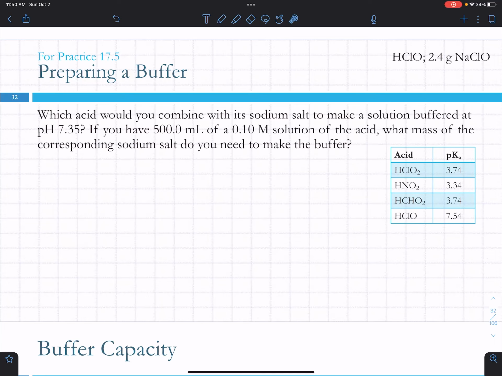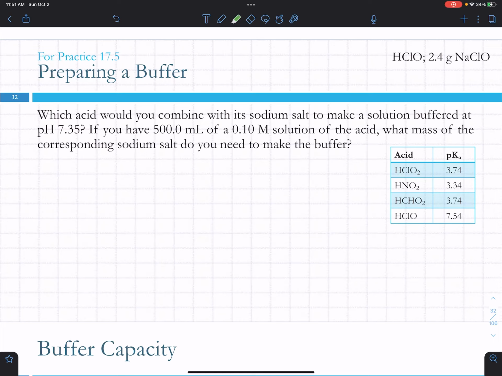So pause here, take a second, and either figure out why this is the answer or make a decision. In this case, we want to have a pH of 7.35. So if we have a 500 milliliter solution, and we're starting with 0.1 molar solution of the acid, what mass of the corresponding sodium salt do you need to make the buffer? Take a shot at this on your own.